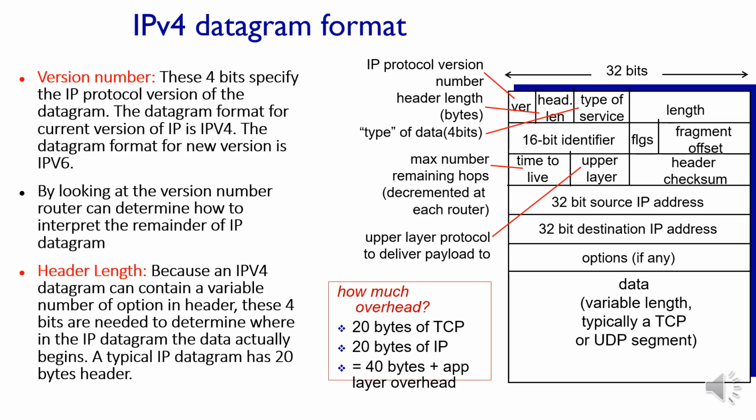These 4 bits are needed. The header length 4 bits are needed to determine where the IP datagram's actual data begins. Actual data begins after the header ends. So the header length field, the second field, specifies the length of the header. A typical datagram has 20 bytes of IP header. That is 20 bytes from the upper layer, TCP, plus 20 bytes of header in the current layer, the network layer, and the remaining part contains the data. So a total of 40 bytes of header plus payload will be the data of the IPv4 datagram.